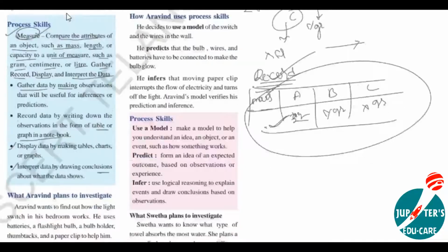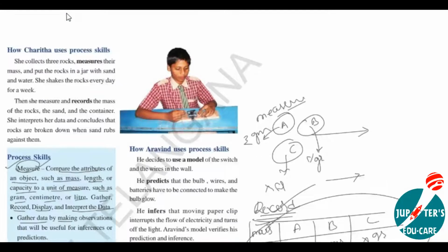Miss Sharida collected three rocks, measured their mass, and put the rocks in a jar along with the sand. For example, she took this jar. In this, she put three rocks along with the sand particles. And she is shaking the jar every day for a week.